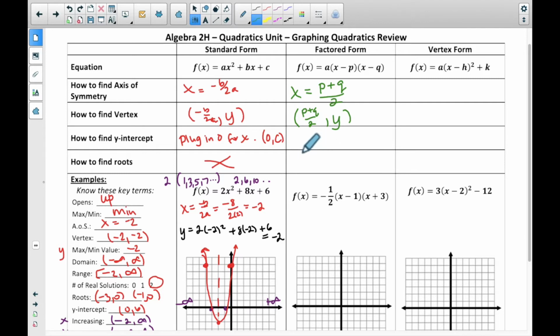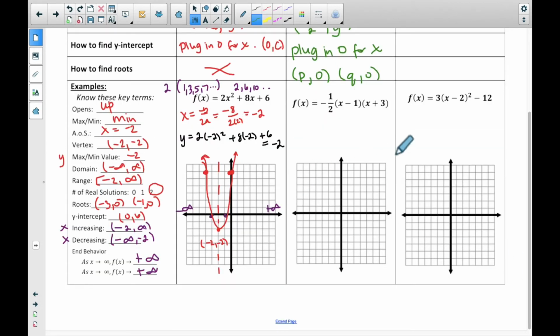How to find the y-intercept, just like before, we're going to plug in a 0 for x, and then we're going to work it out. How to find the roots. The roots are very easy. It is the point P, 0 and the point Q, 0. All right, let's look at an example.